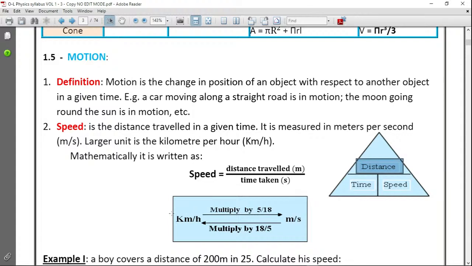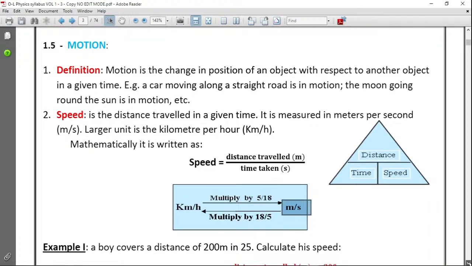And equally, to convert from kilometers per hour to meters per second, we multiply by 5 on 18. Why are we doing this? Because we know that a kilometer per hour is the same as 1,000 meters over 3,600 seconds. So this is the conversion of kilometers per hour to meters per second. Then to convert from meters per second back to kilometers per hour, we multiply by the reciprocal of 5 on 18. That is, we multiply by 18 on 5.